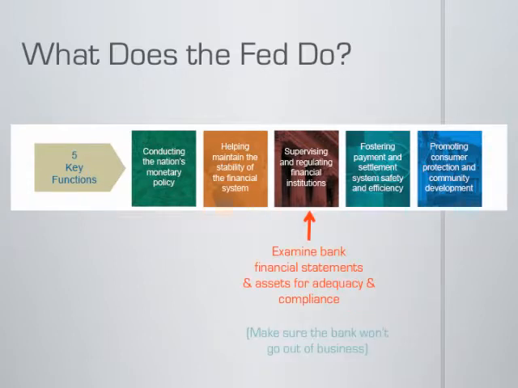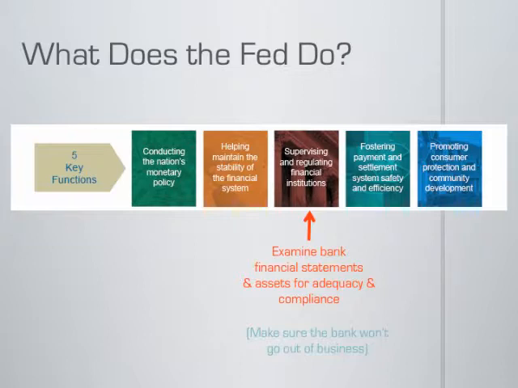Now, another role of the Fed is they supervise and regulate the financial institutions. I mentioned on the earlier slide that the Fed is the bank's bank, which means it is a lender of last resort. If a bank needs money to prevent a bank run or needs money in an emergency situation, they come to the Fed. Well, part of the Fed's role there says, if we're going to loan you money in an emergency situation, we're also going to examine you. We're going to examine your financial statements. We're going to set standards for what your assets are. We're going to establish standards for adequacy. We're going to audit you for compliance.